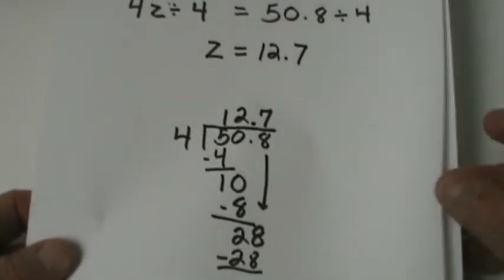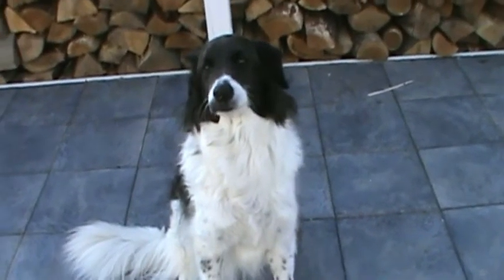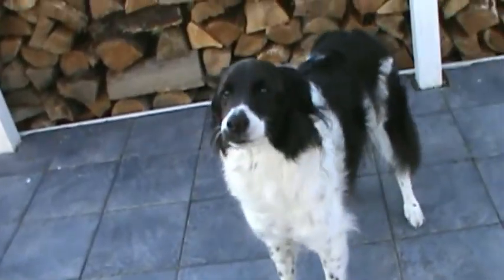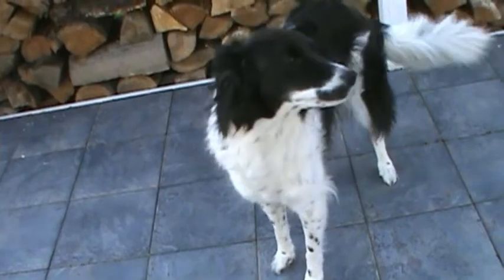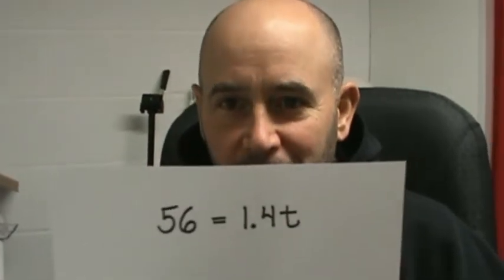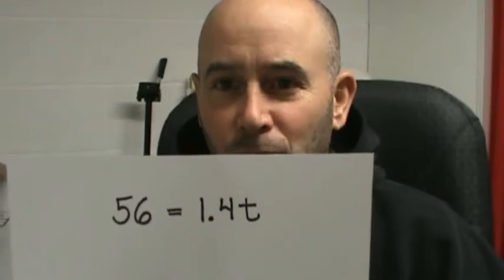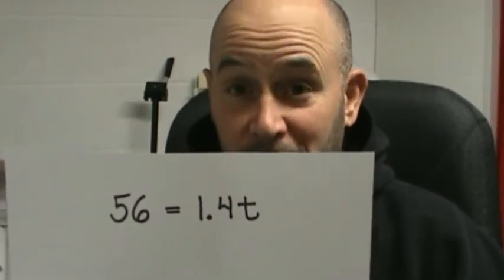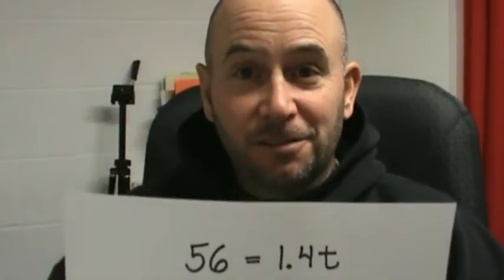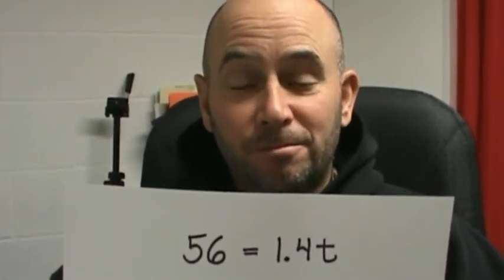Let's see if Pat can give us another problem. Okay, give us a nice one. That's it? Come on. Let's make sure I got it right. Patty, you said 56 equals 1 4/10 times t, right? Okay, I'll pause the video and see if the kids can solve this problem.